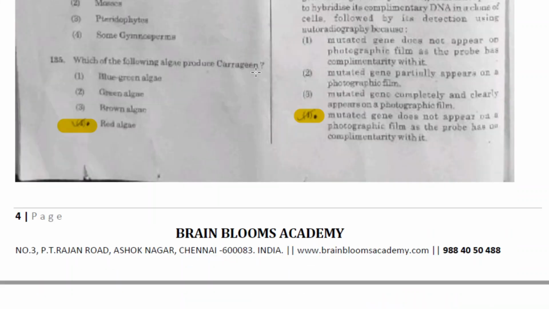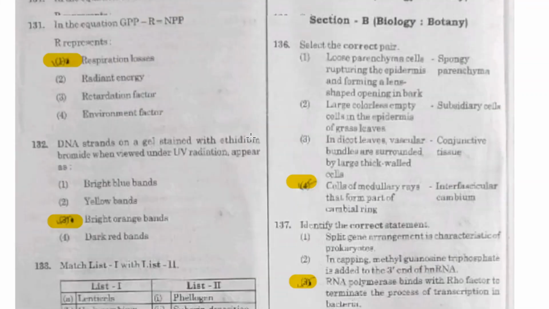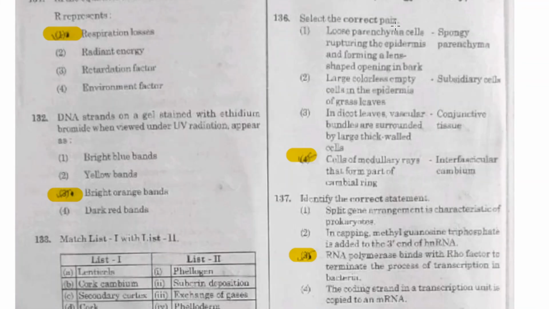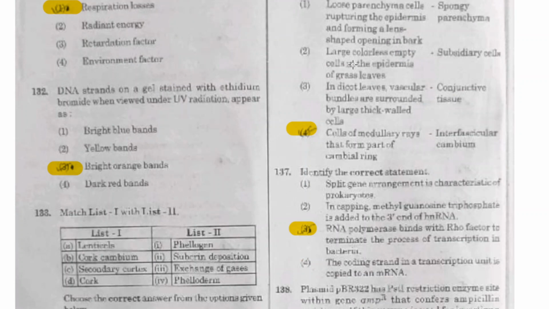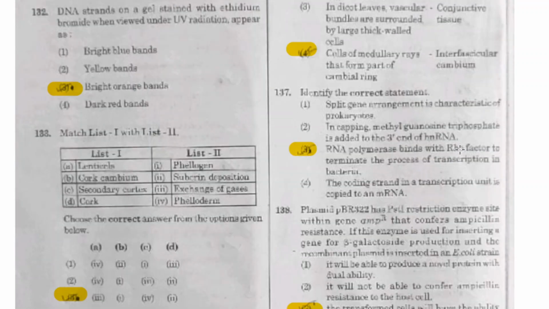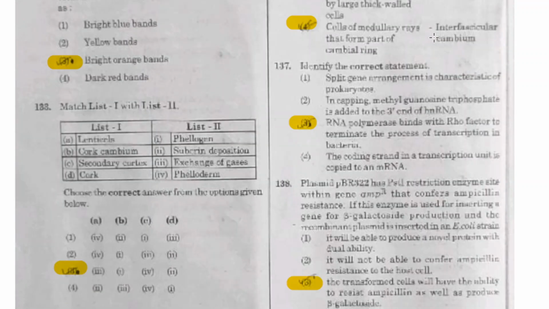And which of the following algae produce carrageen? Carrageen, red color, Rhodophyceae, red algae. And select the correct pair. Loose parenchyma cells rupturing the epidermis and forming a lens-shaped opening in bark. That's not the spongy parenchyma. And large, this is not the answer. See, cells of medullary rays to form the cambial rings, interfascicular cambium. And this I just mentioned when I was teaching another topic, but anatomy I didn't give, but this I gave.